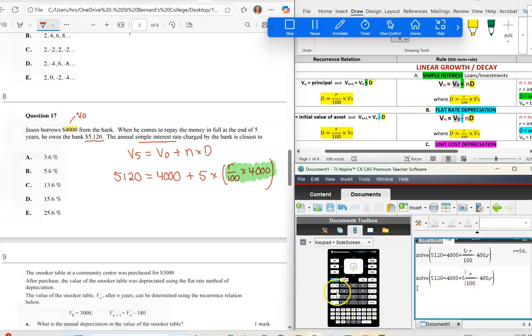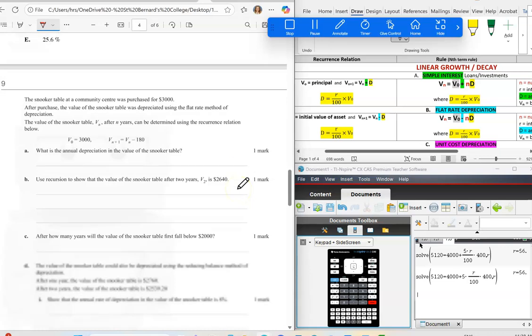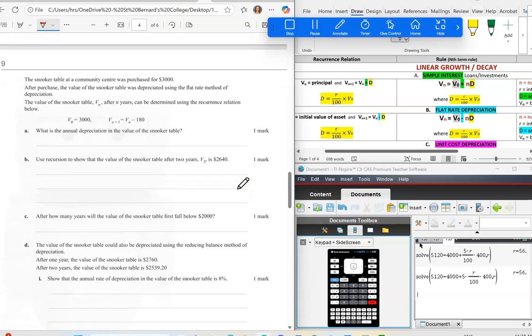Which one's times? Yeah, it should be 5.6. I'm typing something wrong on the calculator there. It's a bit small, I can't see. All right, so there we go. So we've got that one. Let's go through this one.